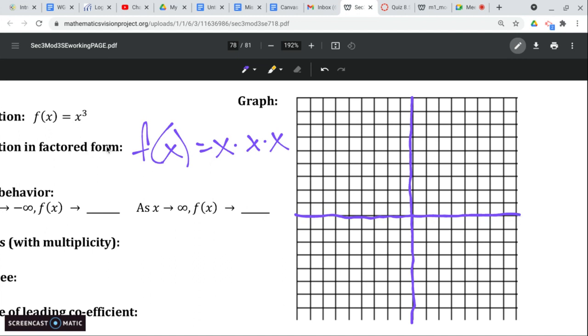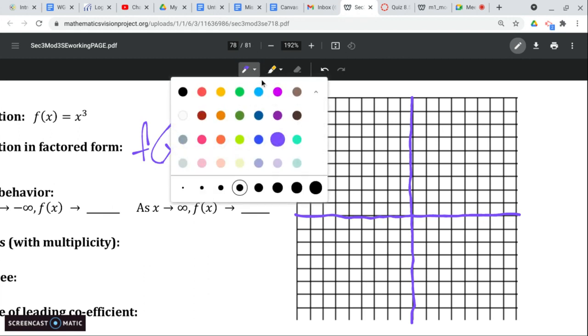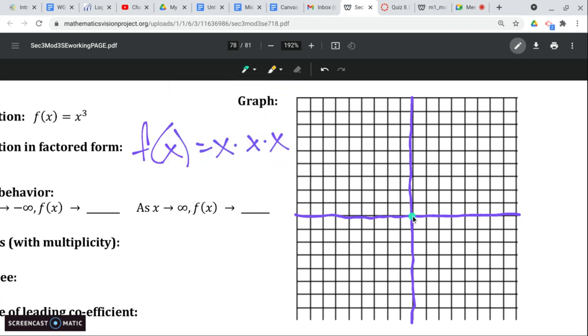Okay, so for our function, if we plug in 0, we're going to get 0. 0 cubed is still 0. So there's that point. If we plug in 1, 1 times 1 times 1 is still 1. If we plug in 2, 2 times 2 times 2 is 8. So 1, 2, 3, 4, 5, 6, 7, 8.